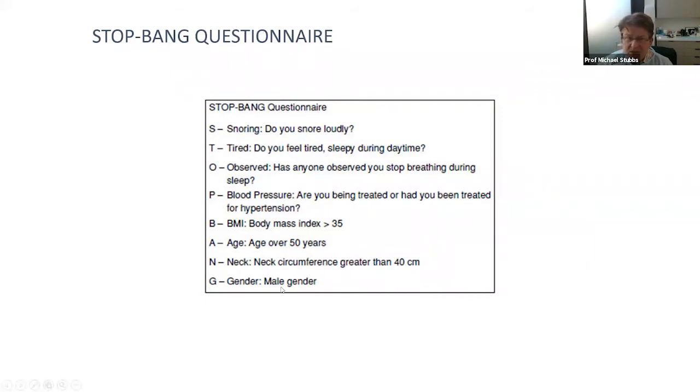So if the person scored 3 out of the 8, just before you've even examined your patient, potentially you have a patient who might have sleep disorder breathing as part of a consideration when you're working out how you're going to treat these patients for TMD.